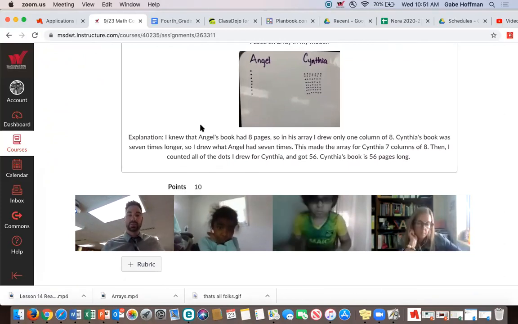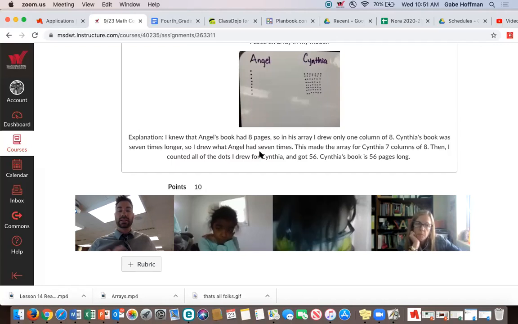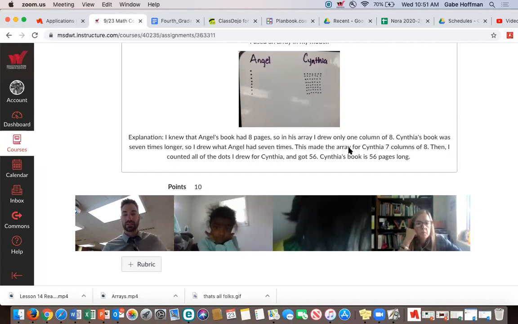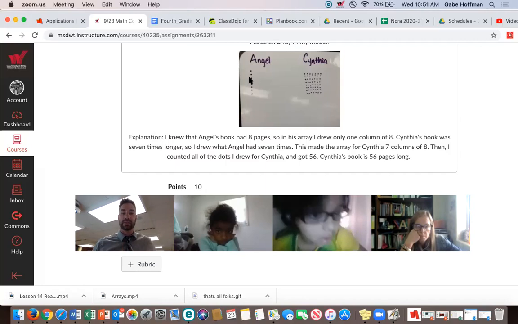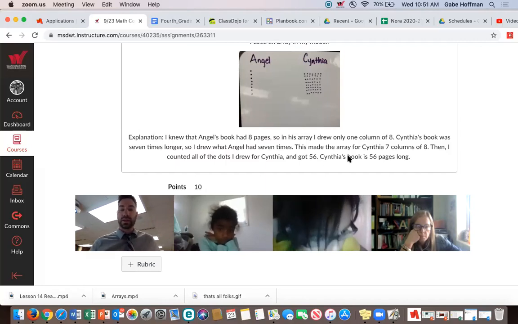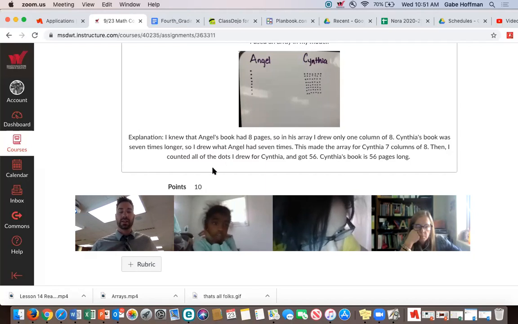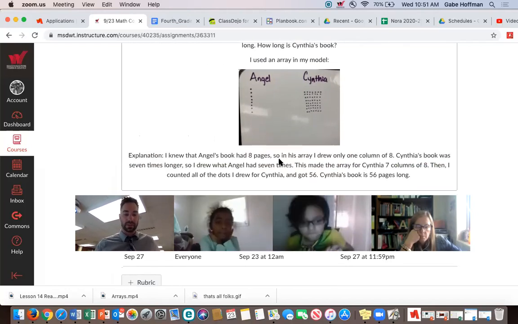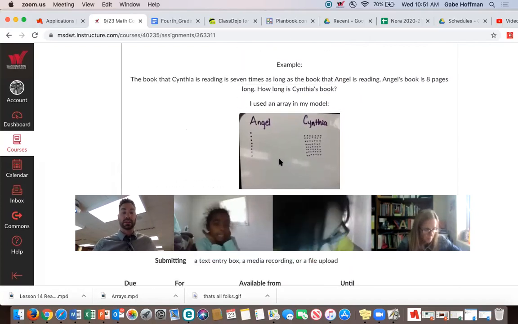Then look at this explanation. I knew that Angel's book had 8 pages. So in the array, I drew only 1 column of 8 because those are his 8 pages. Cynthia's book was 7 times longer, so I drew what Angel had 7 times. This made the array for Cynthia 7 columns of 8. Then I counted all the dots I drew for Cynthia, and I got 56. Cynthia's book is 56 pages long. So you need to draw a model and explain how you got your answer to get full points.